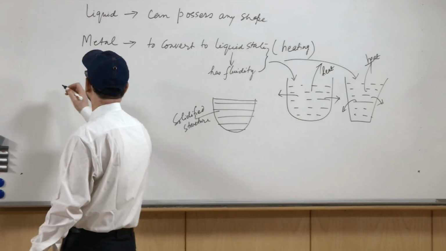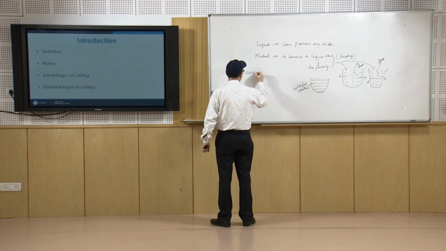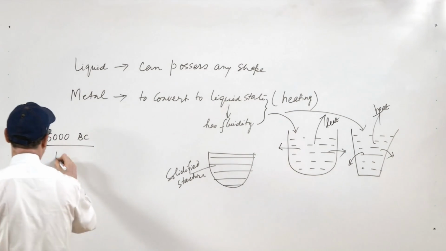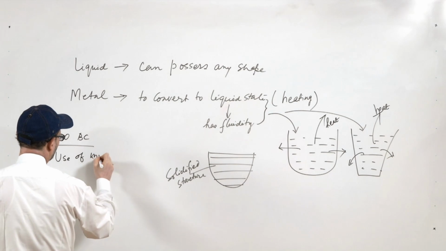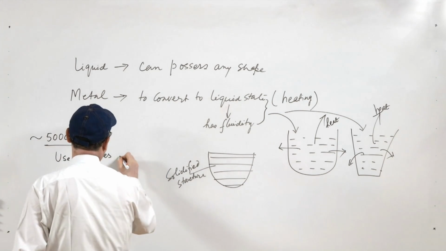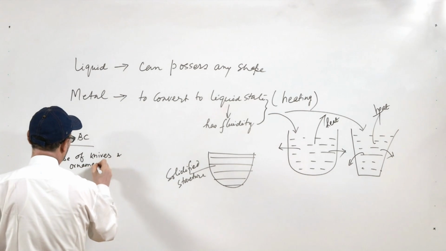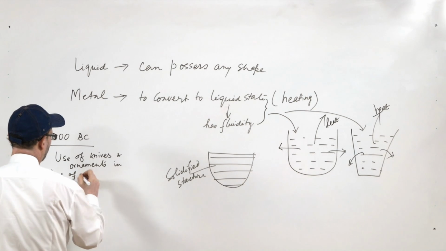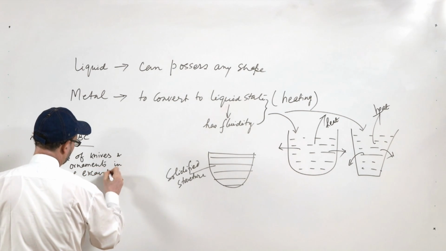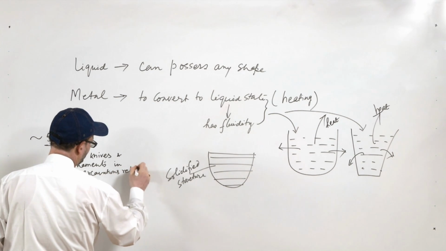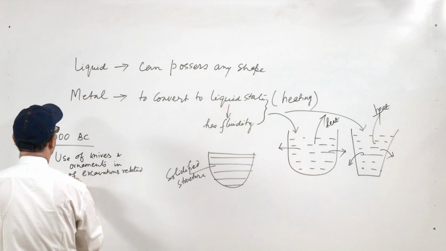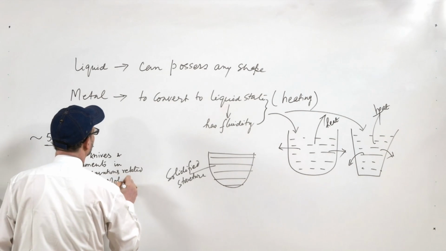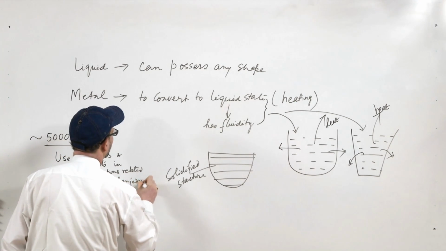So, in around 5000 BC, it has been reported that use of knives and ornaments in case of excavations related to Harappa and Mohenjo-daro civilization.